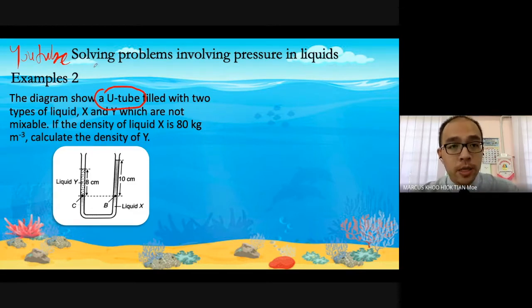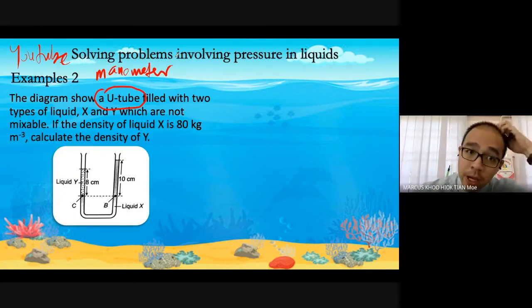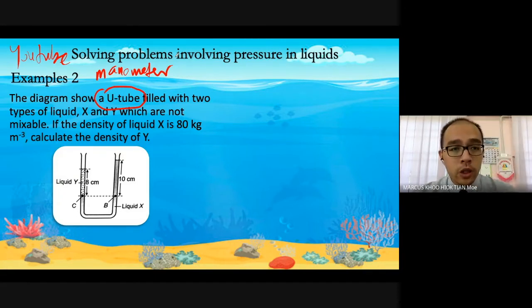Now this tube is also known as a manometer, and we will see it next month when you come back to school. So in a U-tube, I fill it with two different kinds of liquid, liquid Y and liquid X, that have different densities. Liquid X, the density is 80. Density of Y you need to count.